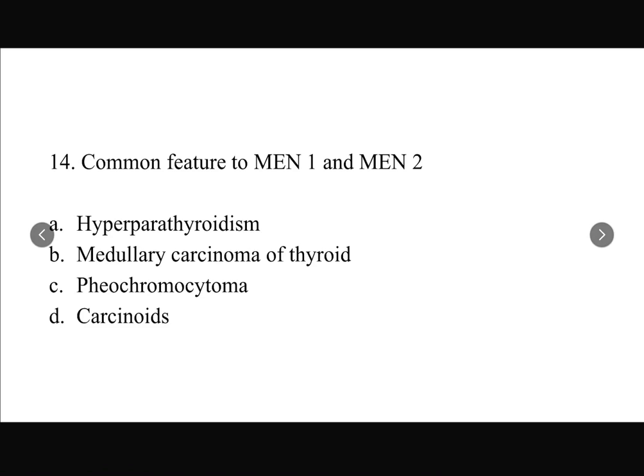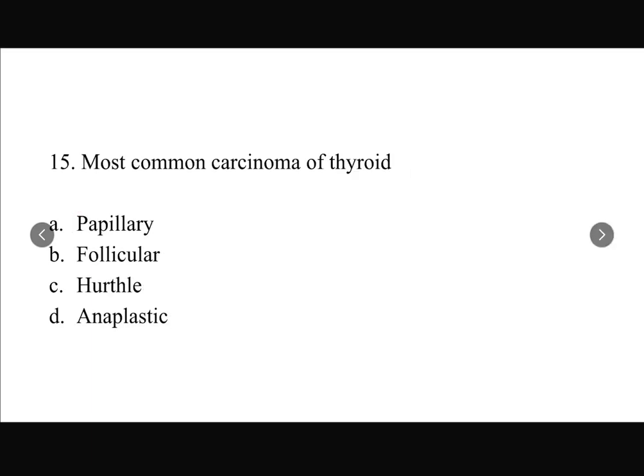Common feature to MEN1 and MEN2 is hyperparathyroidism. Hyperparathyroidism is seen in both MEN1 and MEN2, whereas medullary CA thyroid is seen only in MEN2 and pheochromocytoma is also seen only in MEN2 syndrome. Carcinoids is not a part of this. Carcinoids are part of MEN1. Most common carcinoma of the thyroid is papillary.